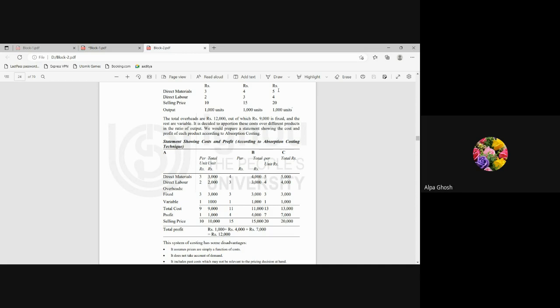So for A unit, your profit is 1,000. For B, it is 4,000. And for C, it is 7,000. So what is your total profit? If you combine all the 3 units, it is 1,000, 4,000, and 7,000. That means it is 12,000.